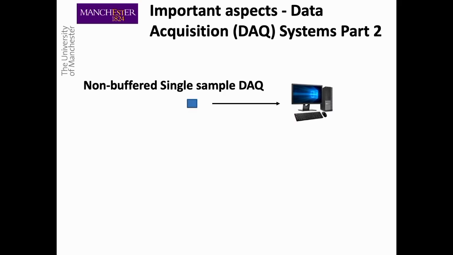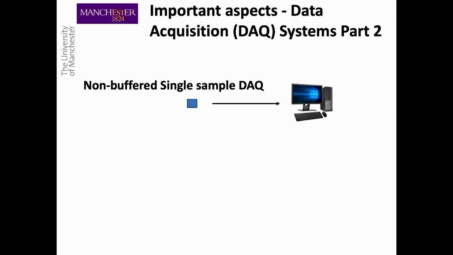So non-buffered single sample data. On the left-hand side is a value that I've pulled from my sensor. Let's say I've got a temperature sensor here, and I'm going to put it on the desk over here, and I'm going to attach it to my computer. And what it's saying is I'm going to set up my loop, and I'm going to measure that value maybe 10 times per second. So every time it takes a measurement, it sends it to my computer, and it's going to do that 10 times per second. This is a Mac, it's pretty good performance. 10 times per second, no problems. 10,000 times per second is going to have a problem.